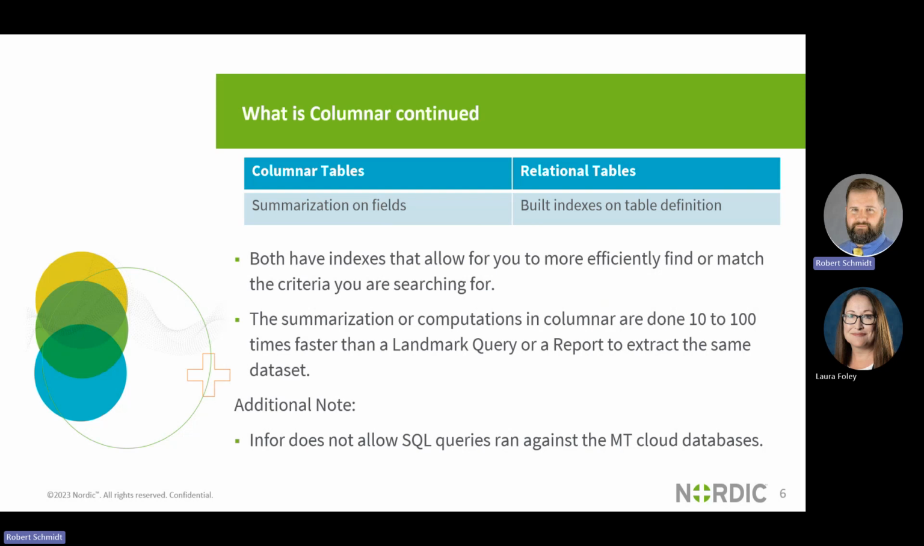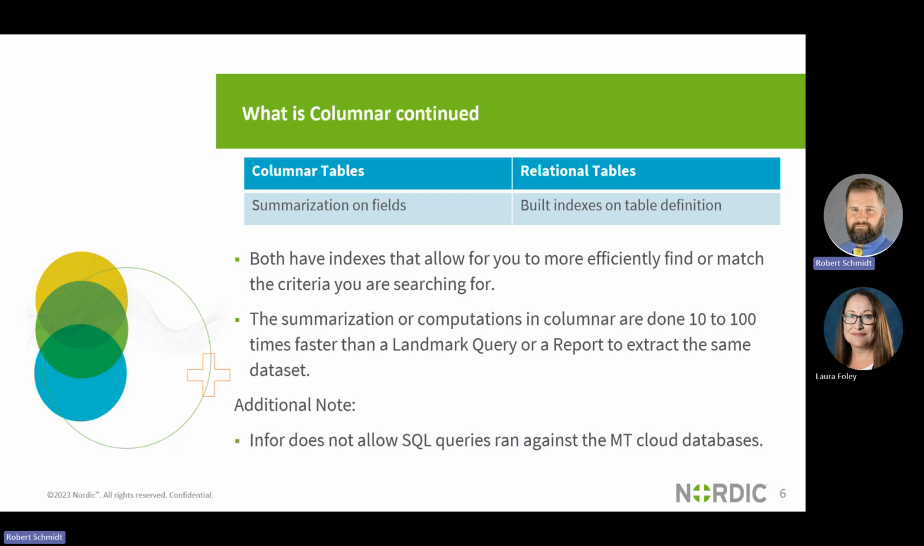And for those of us who have used Landmark query nodes and have used some reporting within the Landmark area, Columnar allows us the ability to search on that data and get data 10 to 100 times faster than we have been able to previously with a Landmark query node, comparing kind of apples to apples there. And additionally, as most people are well aware, if you're looking to go to multi-tenant cloud, this will be a big one: we don't have SQL query access to the multi-tenant cloud.